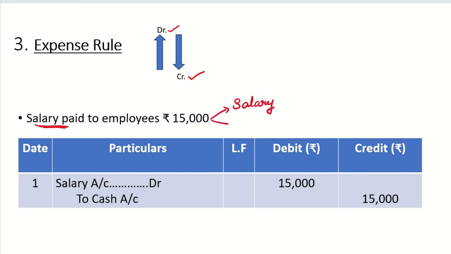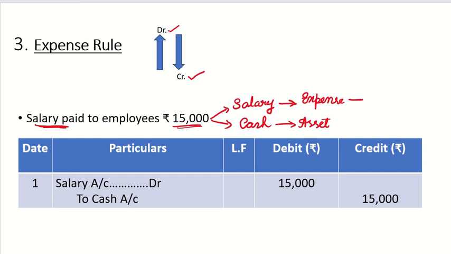Okay, and they're paying the salary in the form of cash. So the second account which gets affected is what? Cash account. Fine. Now we'll see which type of account it is. Salary is an expense account, because salary paid is an expense. So here the expense rule gets affected. And what is cash here? Cash is an asset to the company, right? So here the asset rule gets affected.